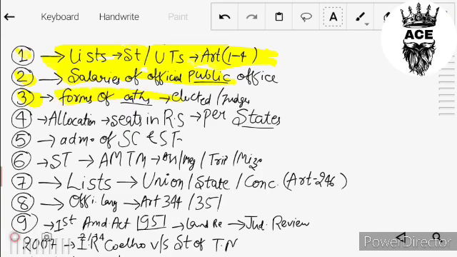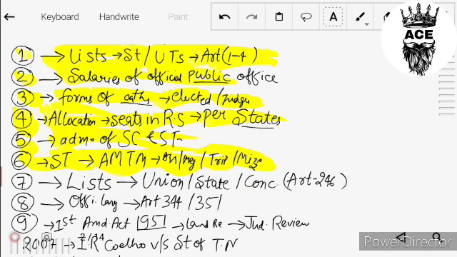Schedule number 3, forms of oath of what? Elected members and the judges. You can know here. Then schedule number 4 is the allocation of the seats in the Rajya Sabha for the states. But you have to know that it is according to the population only. Then the fifth one is the administration of the scheduled areas and the scheduled tribal areas. But the sixth is also the same, but you have to know that it is a separate one, for the separate states, the 4 states AMTM.